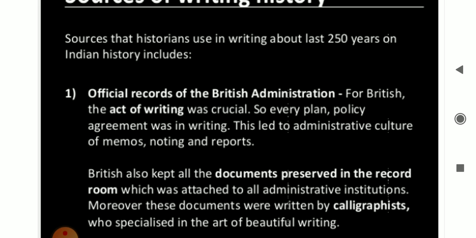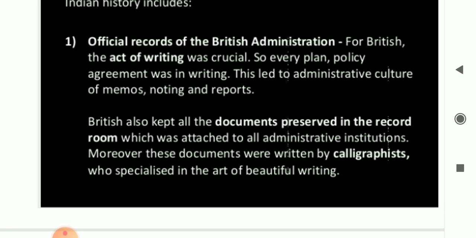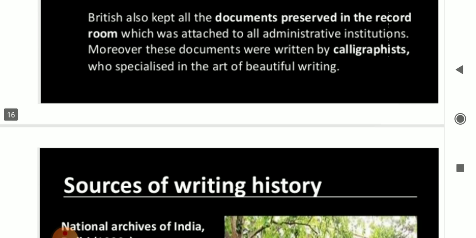The British believed that the act of writing was important. So every plan, policy, agreement was in writing. This led to administrative cultures of memos, notings and reports. The British also felt that all important documents and letters needed to be carefully preserved. So they set up record rooms attached to all the administrative institutions, for example Tehsildar office, collectorate, commissioner office, provincial secretariat office. Moreover, these documents were written by calligraphists who were specialized in the art of beautiful writing.